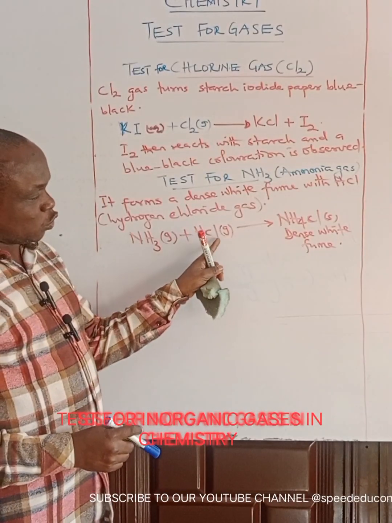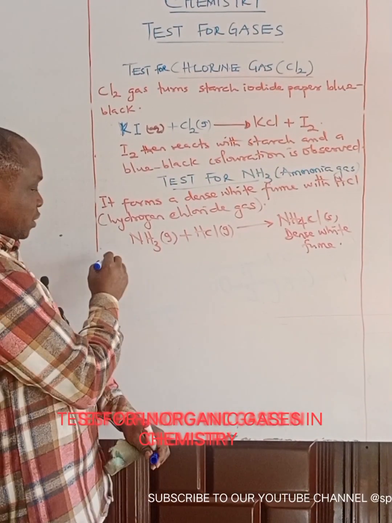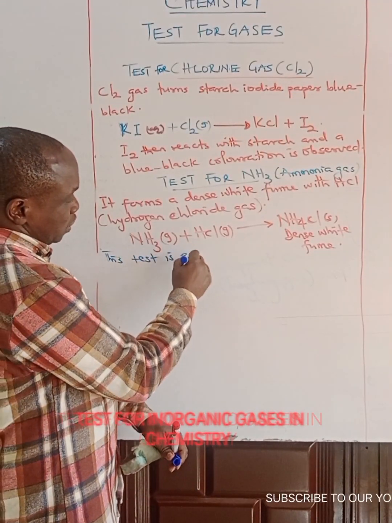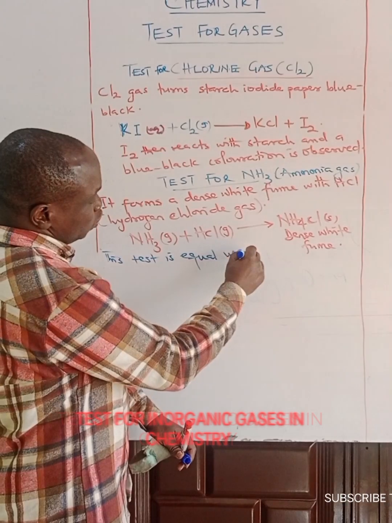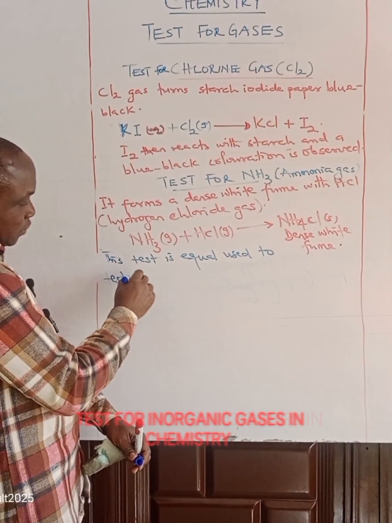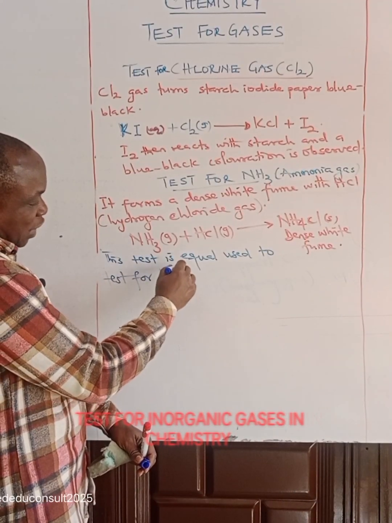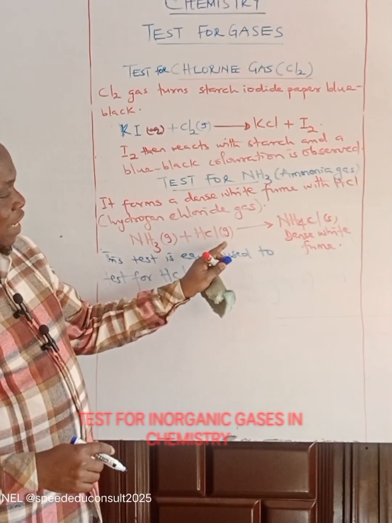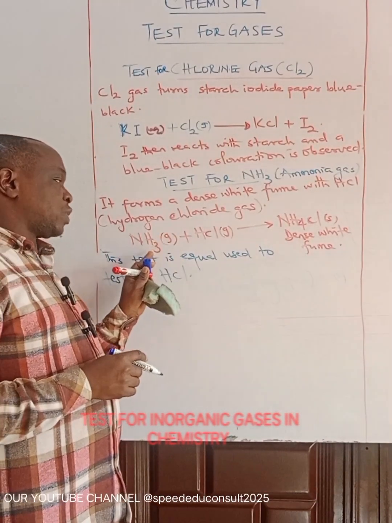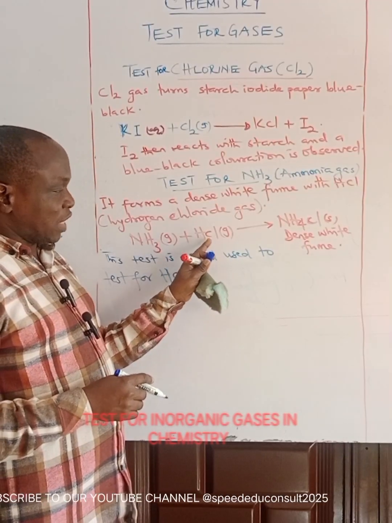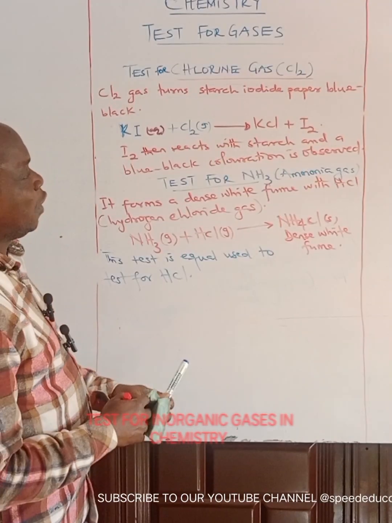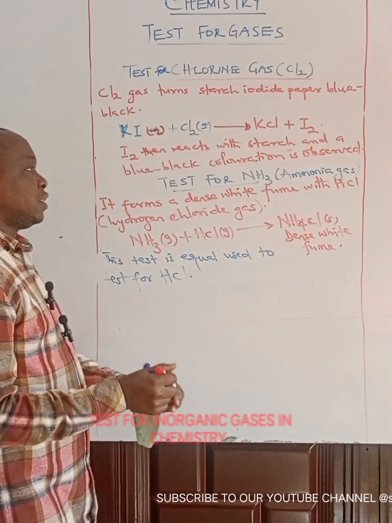If you want to test for hydrogen chloride gas, you use ammonia as well. This test is equally used to test for hydrogen chloride gas. When hydrogen chloride gas reacts with ammonia gas, a dense white film is obtained. So if you want to test for ammonia gas, look for hydrogen chloride gas. If you want to test for hydrogen chloride gas, look for ammonia gas. This is the chemical test for ammonia gas and hydrogen chloride gas.